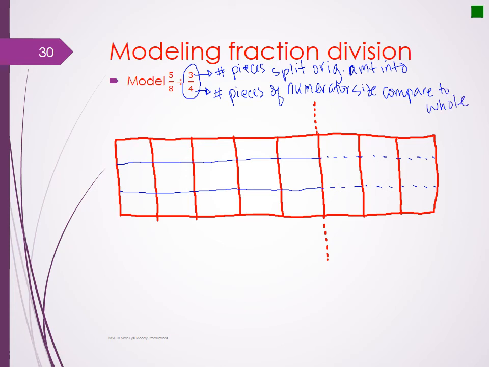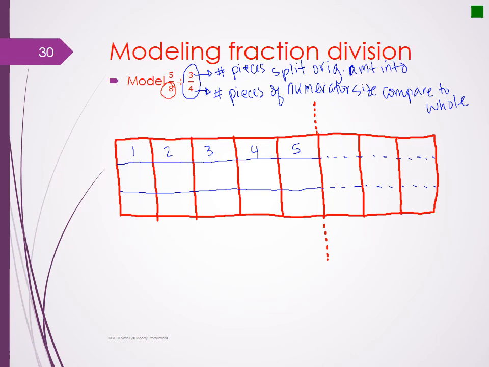So I'm going to be comparing four pieces of this size. Well, one of these pieces has 1, 2, 3, 4, 5 small pieces. The original whole was split into 8ths. That's what the original 8 splits were. When I split those 8ths into 3 new pieces, that gave me the whole in a different size piece.